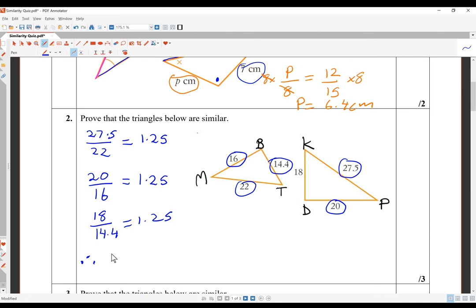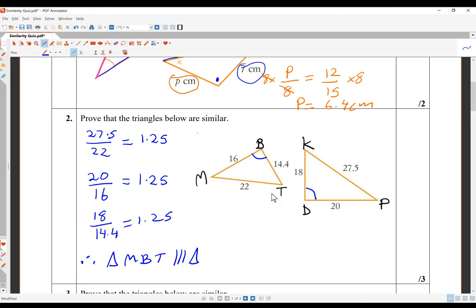So therefore, triangle MBT is similar to triangle. Now you've got to be careful here because you have to match the angles in the correct order. So what we're going to do is match the angles. So let's have a look. The longest side is 22. The angle opposite the longest side, I'm going to mark with an arc. In the other triangle, the longest side is 27.5. So the angle opposite the longest side, I will mark also with an arc.